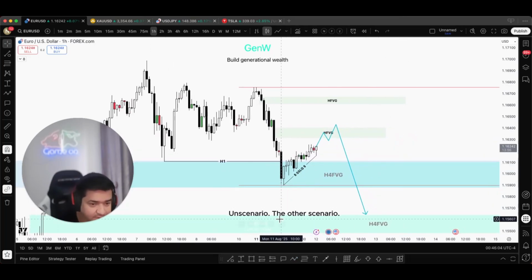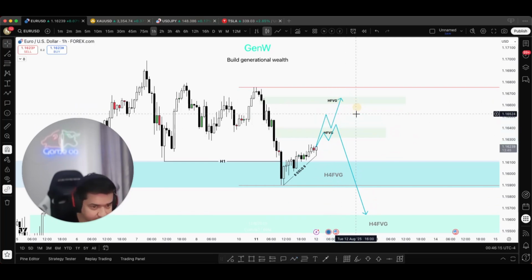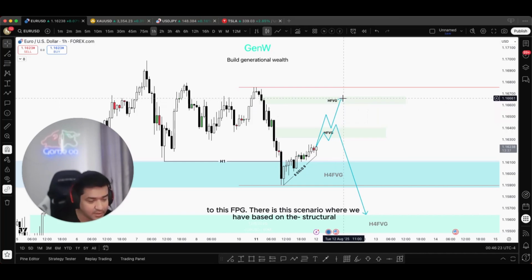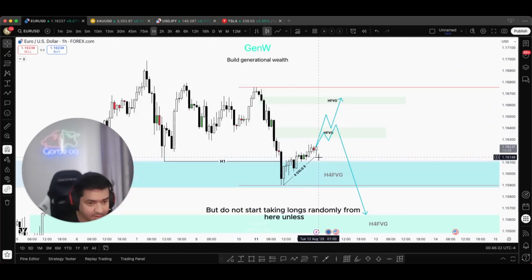This is one scenario. The other scenario, if price goes and closes above this H1 FVG, then we know that this H1 FVG is the drawn liquidity. Do not assume that price will keep going up. If price has to go up, we can still play from this FVG to this FVG. This is the scenario based on the structural analysis of the H1 time frame.